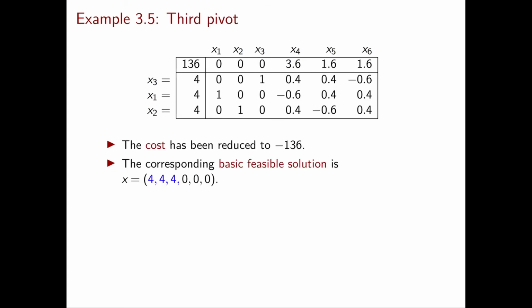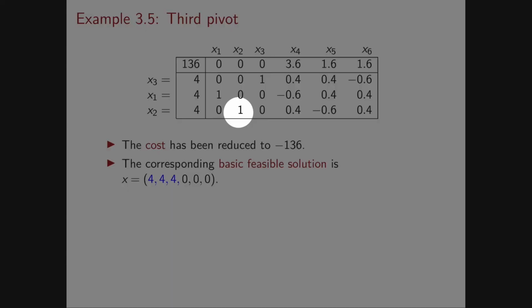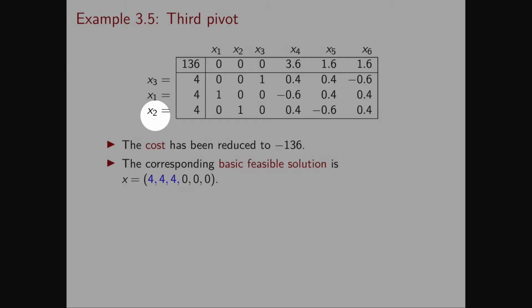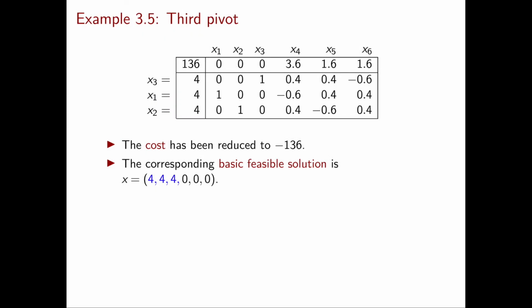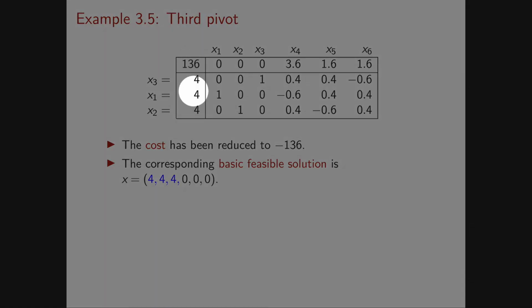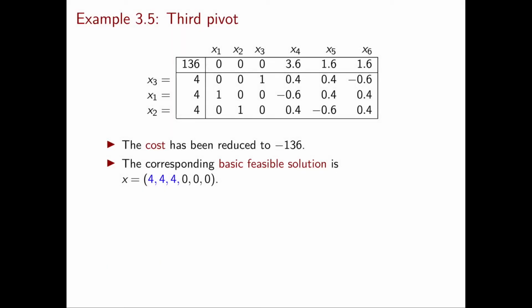In particular, our old pivot column is now the third unit vector, and we replaced x6 with x2 over here, because x6 left the basis and x2 took its place. We can see that the cost has now been reduced to minus 136. And the corresponding basic feasible solution is 4, 4, 4, and then 0, 0, 0 in the non-basic variables.